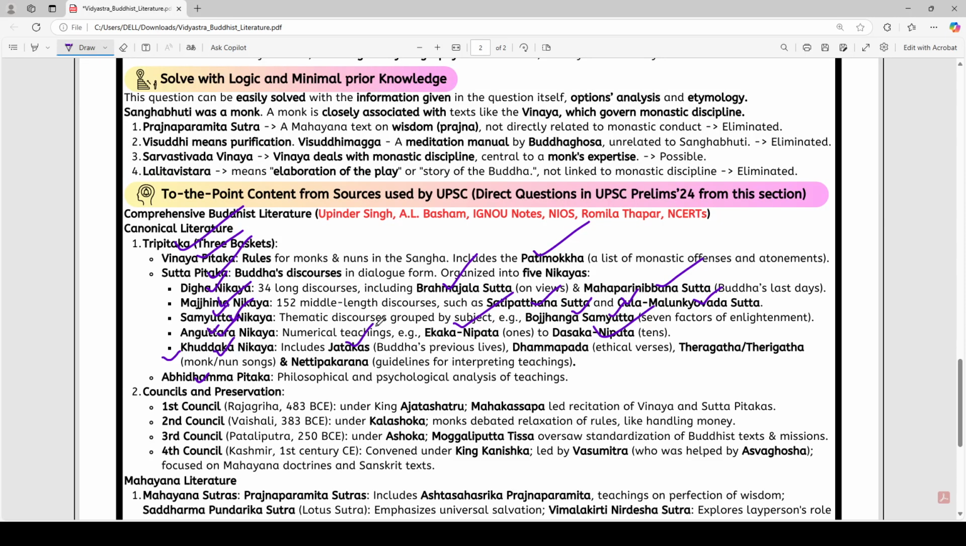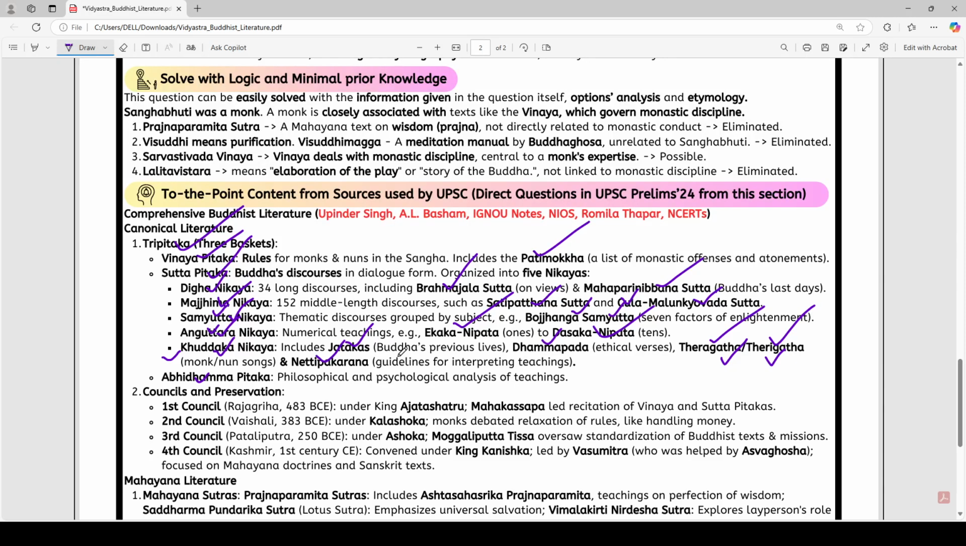Like it has the Jatakas, which are the compilation of Buddha's previous lives, his stories about previous lives. Then there is the Dhammapada. Pada means the verses, and Dhamma means ethics or the way to do things, the right way to do these things. Then there are the Therigatha and the Theragatha. Theras and Theris were the monks and the nuns, and whatever they wrote is included in the Therigatha and the Theragatha.